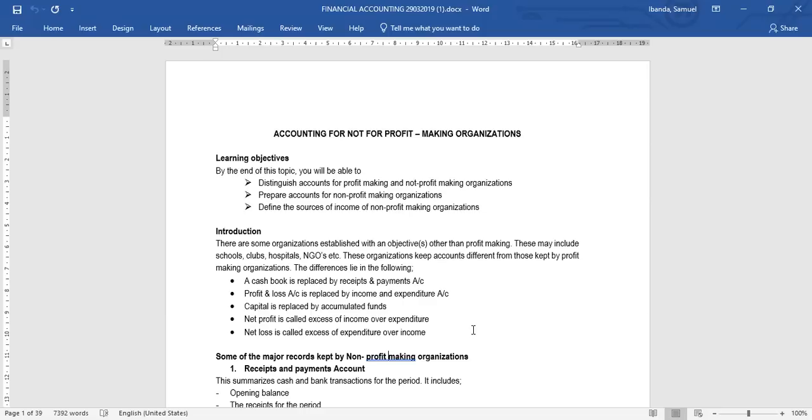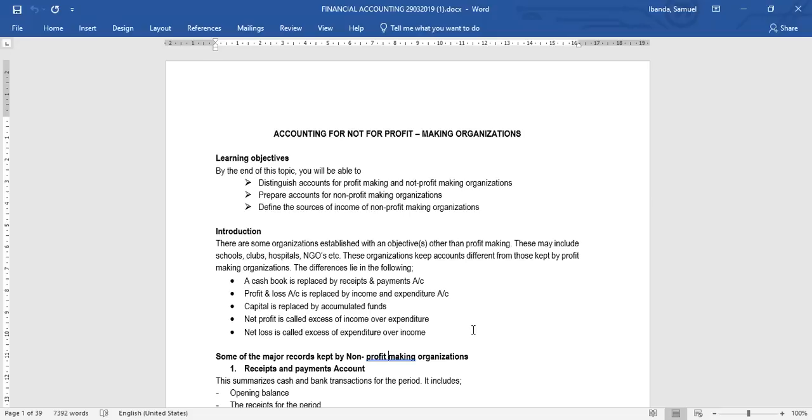Now, for non-for-profit organizations, we have to understand a few differences, and these come into the books of accounts that we keep. One of the books of accounts we keep is a cash book, which we keep in the private sector or for profit. In this area of non-for-profit, we call this a receipts and payments, okay? The same way a cash book runs is the same way a receipts and payments also runs, okay?